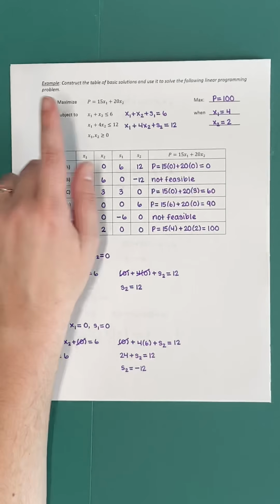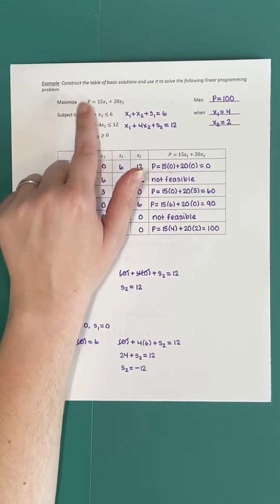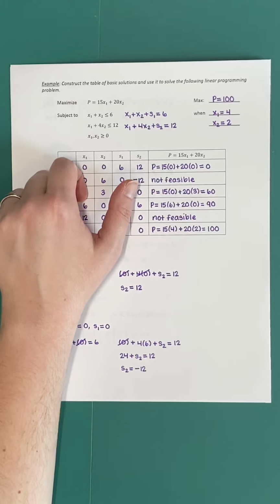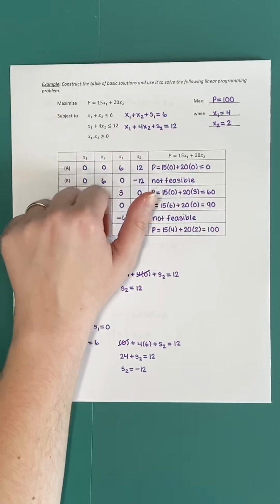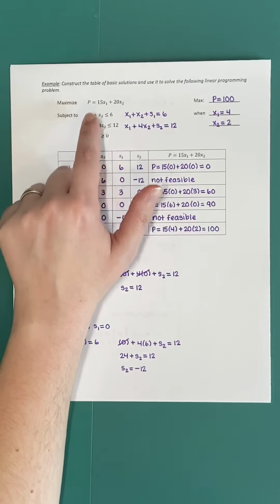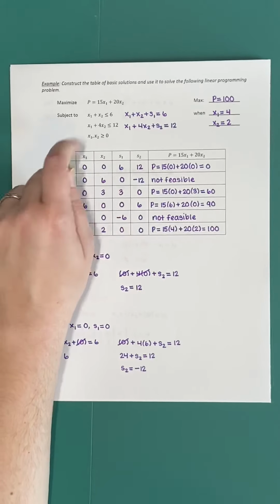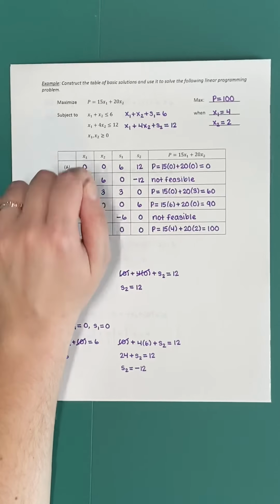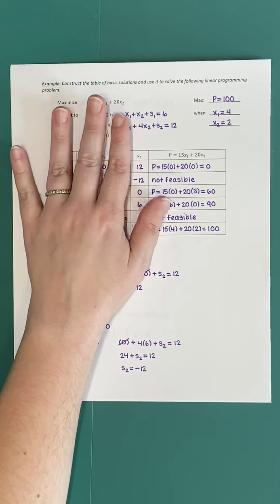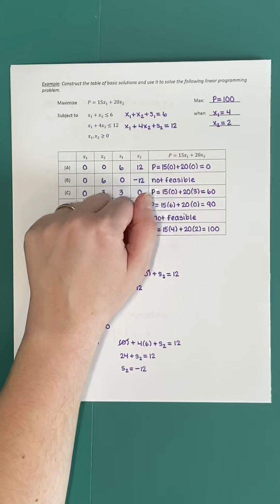Okay, so here's our problem. We want to maximize P is equal to 15x1 plus 20x2, subject to these problem constraints. So x1 plus x2 has to be less than or equal to 6, and then x1 plus 4x2 has to be less than or equal to 12. So we have a standard maximization problem, so we know we can use the table method.